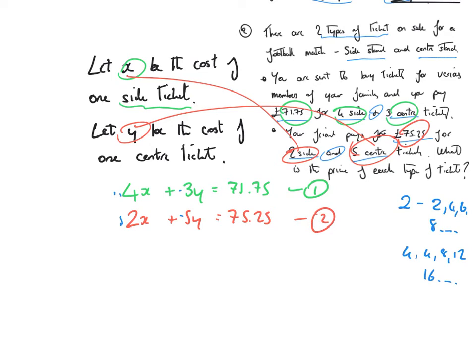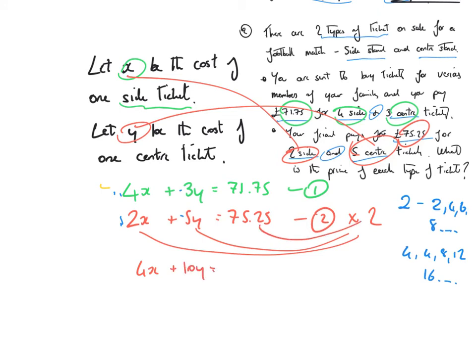I'm already at 4 up here, so I don't actually need to do anything with this equation, but I'm going to multiply this 1 by 2 to bring 2x up to 4x. Okay, so 2x times 2 will give me 4x then, 5y times 2 will give me 10y, and £75.25 times 2, well, that will give me £150.50. Let's call that equation 3.